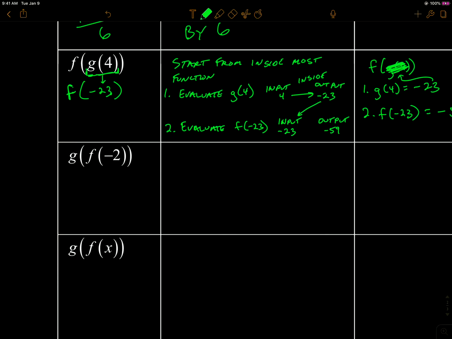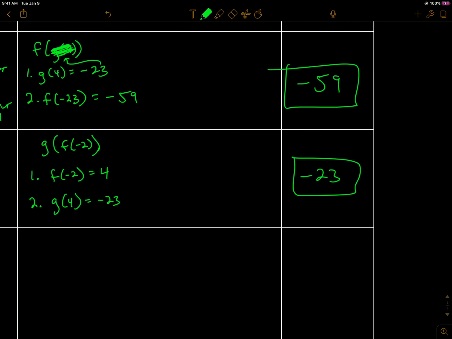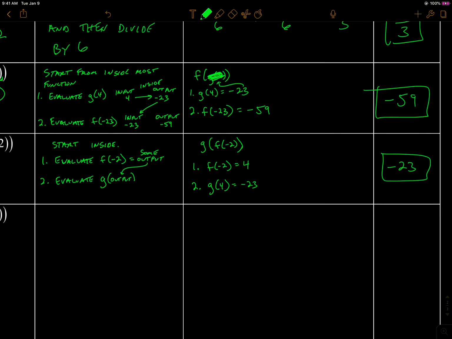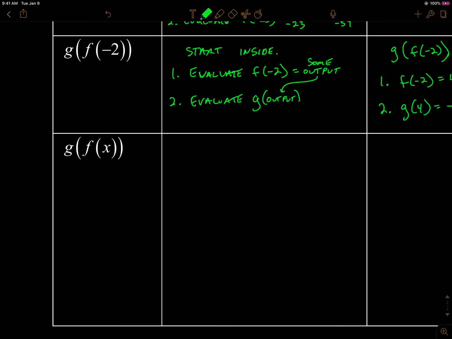Here's another composition one, g of f of negative 2. I want you to pause the video here and see if you can do it without me. Okay, welcome back. You should get an answer of negative 23 on this one. So we can talk about that in class if you didn't get that.